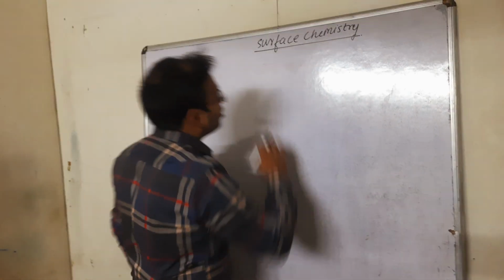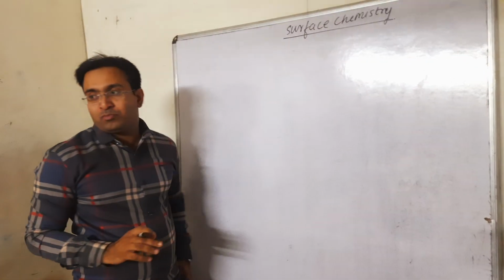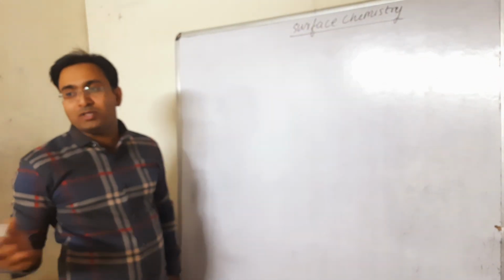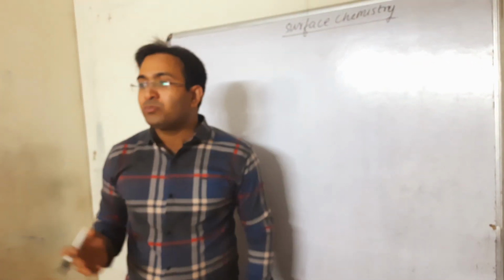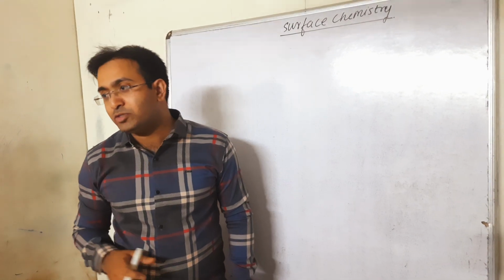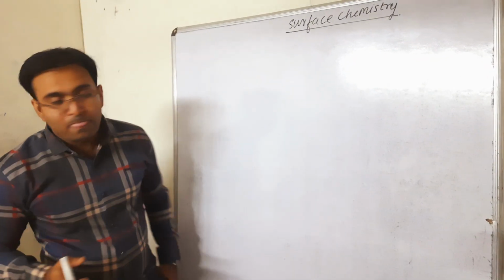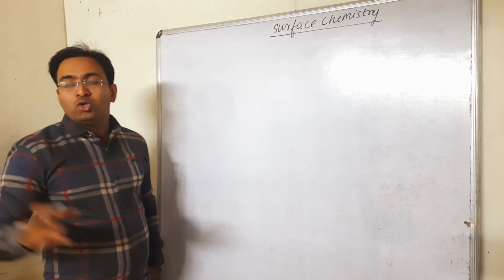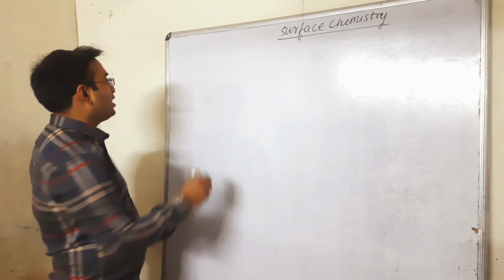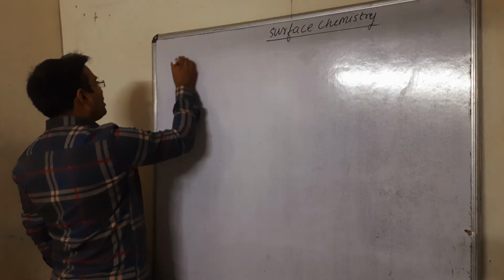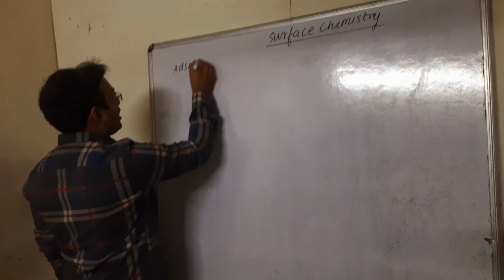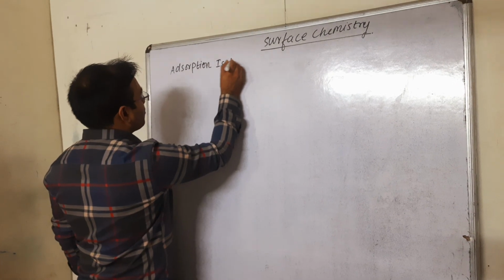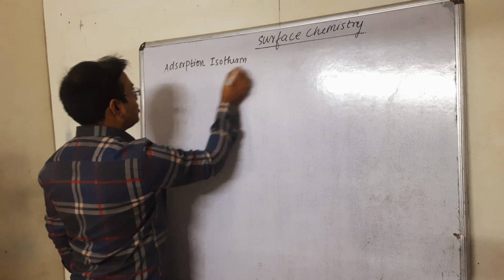Lecture, we are discussing surface chemistry. In surface chemistry, we have already discussed a lot of concepts within this chapter, the adsorption and many things, right? Now we are going to deal with the two adsorption isotherms. I have already explained what the adsorption isotherms are.